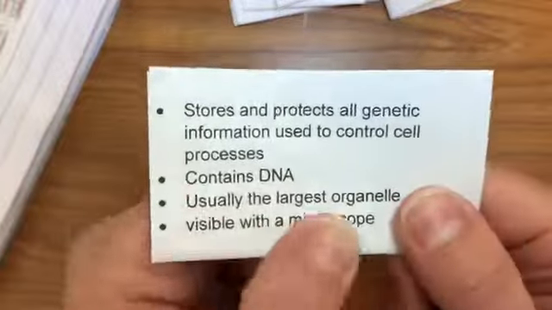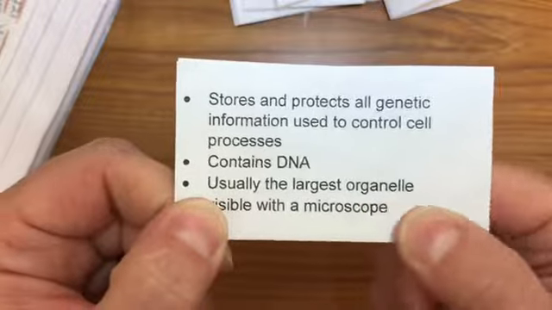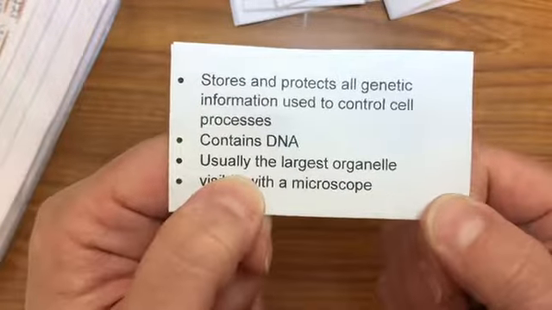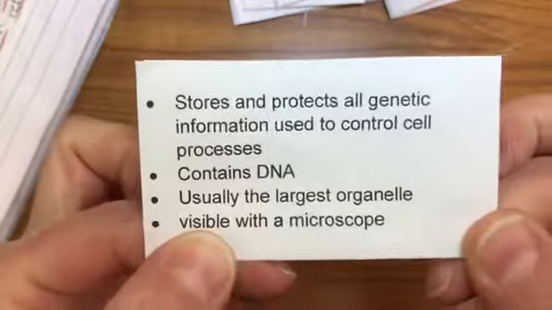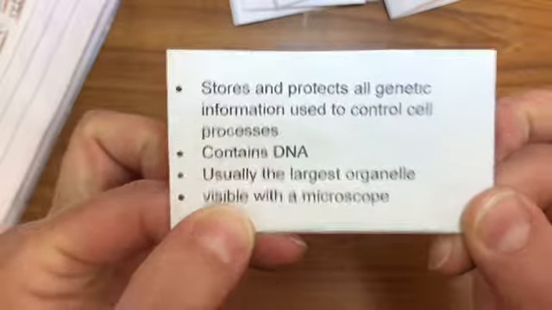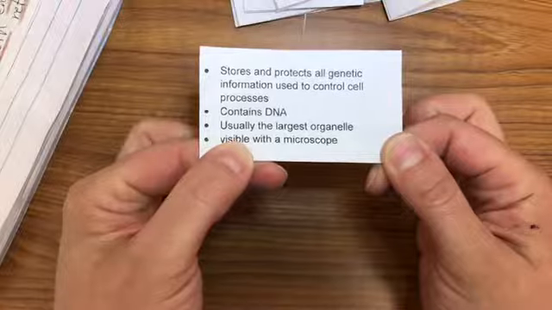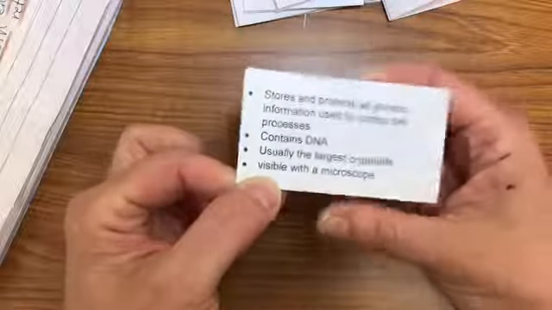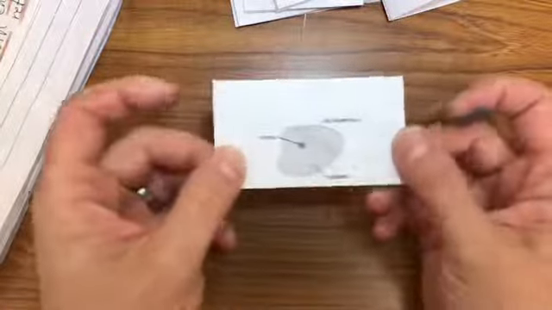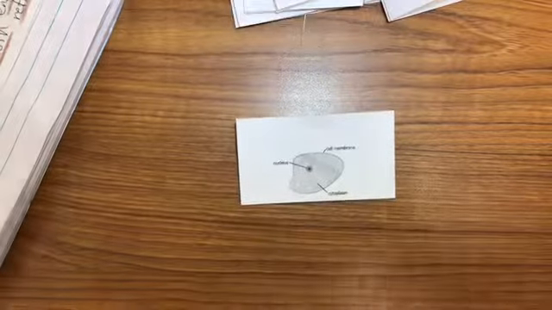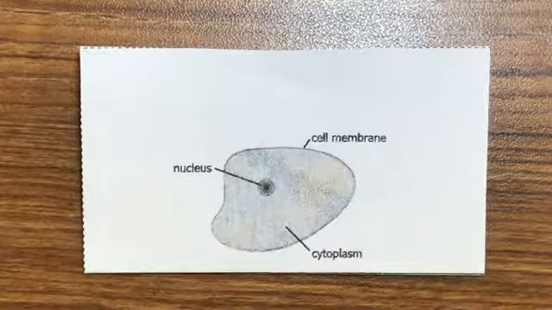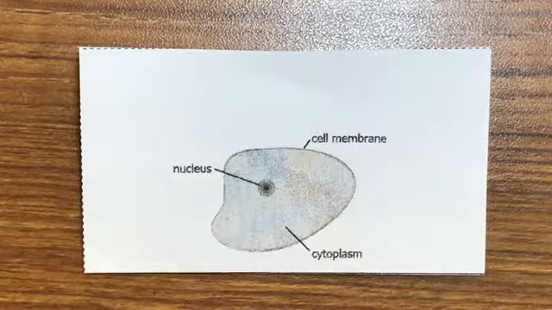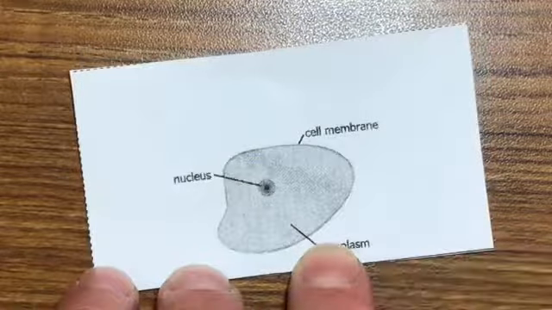All right, so here we go. Right here. Stores and protects all the genetic information used to control cell processes, contains DNA, usually the largest organelle, and visible with the microscope. That right there is describing the nucleus. All right, so what you're going to do, find that card, get your color, so that description matches the nucleus.